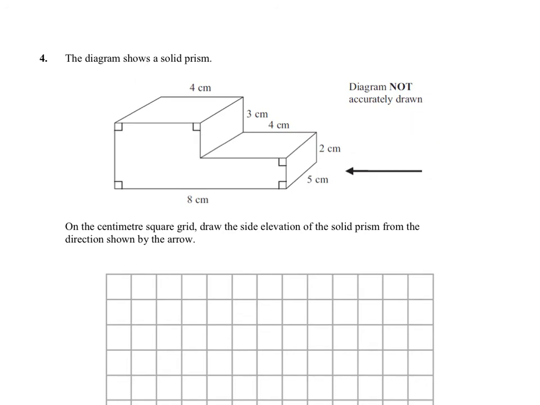Now, with this one, the mistake a lot of people made here was drawing it from the wrong side. So on the centimetre square, we draw the side elevation of the solid prism, and it says here from the direction shown by the arrow. So that means we draw it from this side. One mistake that people made was to draw it from this side instead. The other mistake that people made was to not look at the numbers that we've got here. We've got 3 centimetres there and 2 centimetres there and 5 centimetres there.